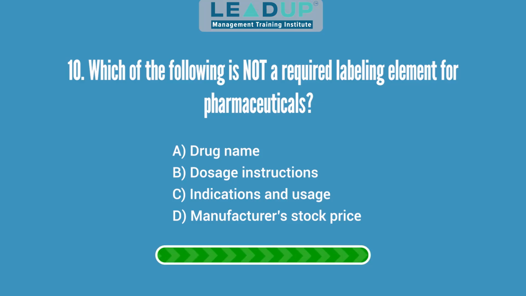Question 10. Which of the following is not a required labeling element for pharmaceuticals? A. Drug name, B. Dosage instructions, C. Indications and usage, and D. Manufacturer's stock price. The answer is manufacturer's stock price.